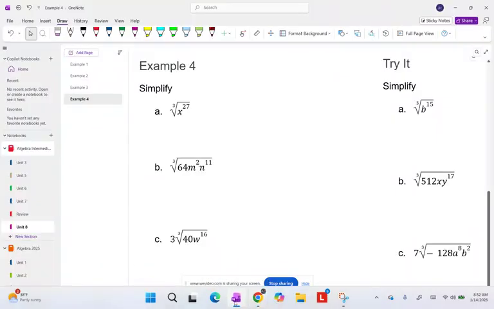Okay, guys, in this video, we're going to be looking at example 4, which are cube roots, and some of them will be perfect cubes, and some of them will be non-perfect cubes, but they all have variables. So we'll start off with the cube root of 27.